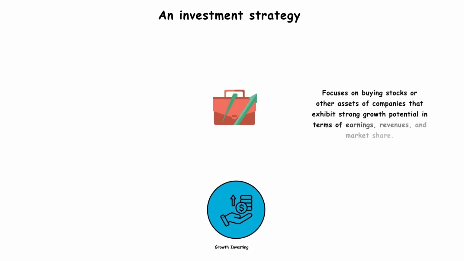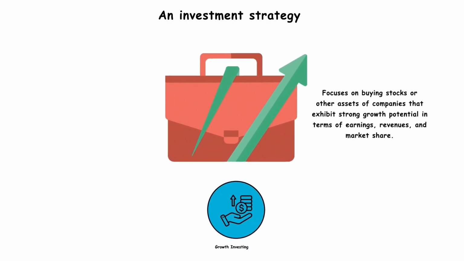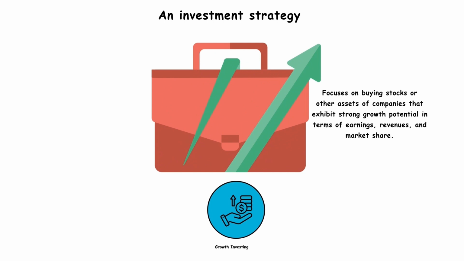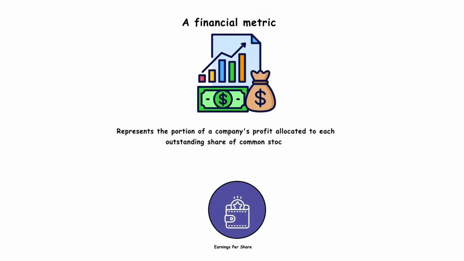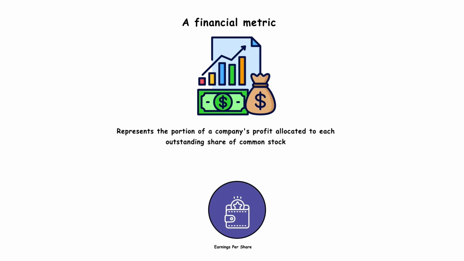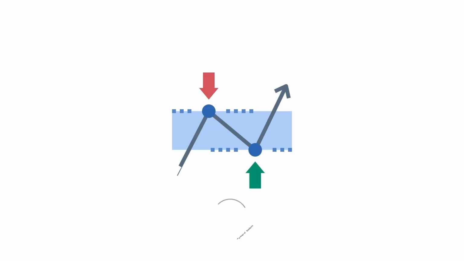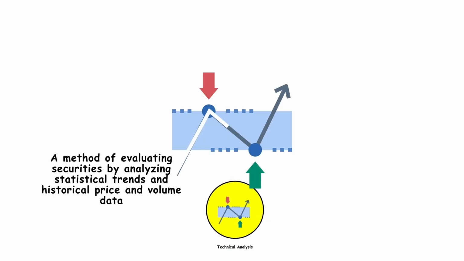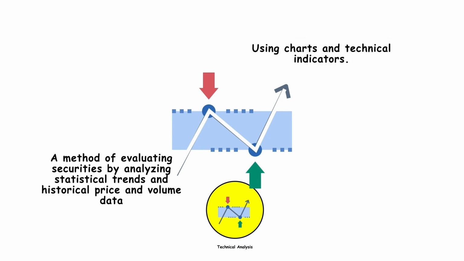Growth investing. An investment strategy that focuses on buying stocks or other assets of companies that exhibit strong growth potential in terms of earnings, revenues, and market share. Earnings per share. A financial metric that represents the portion of a company's profit allocated to each outstanding share of common stock. Technical analysis. A method of evaluating securities by analyzing statistical trends and historical price and volume data, typically using charts and technical indicators.